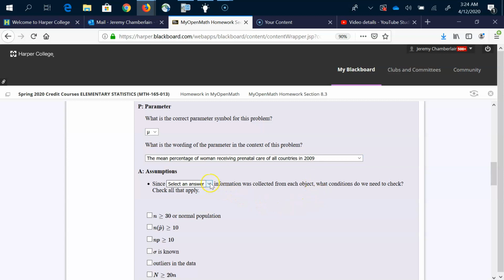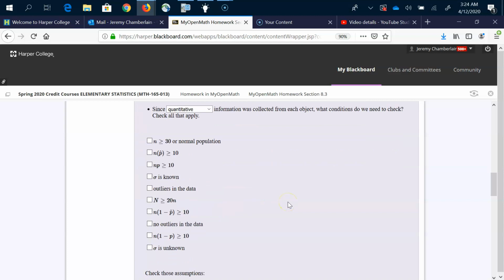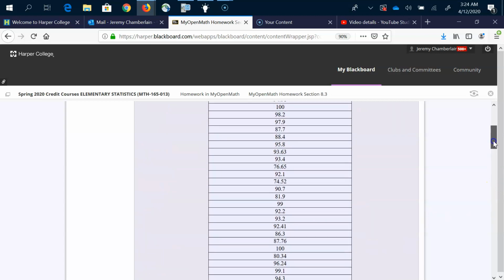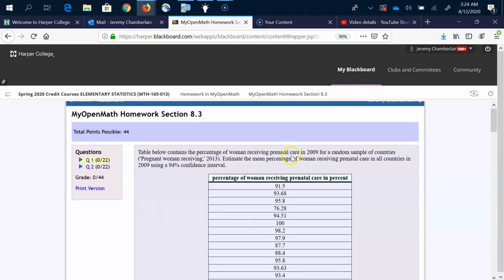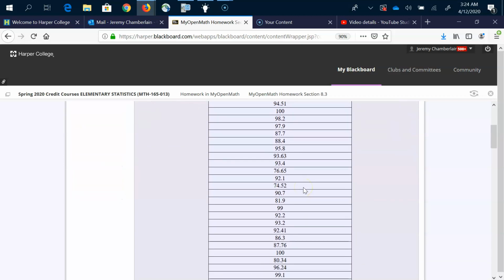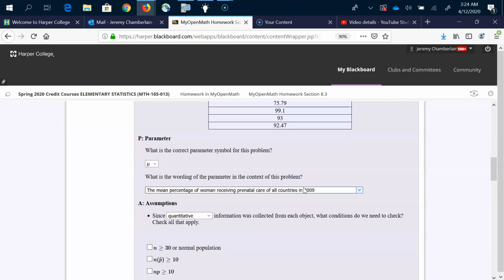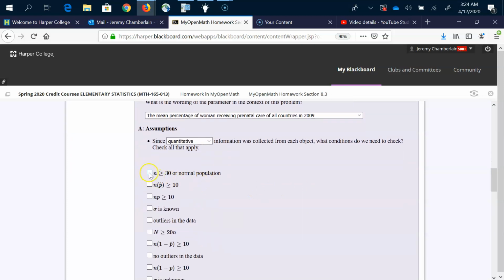Assumptions. Since we have quantitative data, because these are numerical values, we need to check the following. Was the original population normal? It did not state anything about the population or the distribution of these percentages to be normal. But if the sample size is bigger than 30, and I believe I have 38, I want to check that the sample size is bigger than or equal to 30, or it's a normal population. It did not state that the distribution was normal, but I do have more than 30.